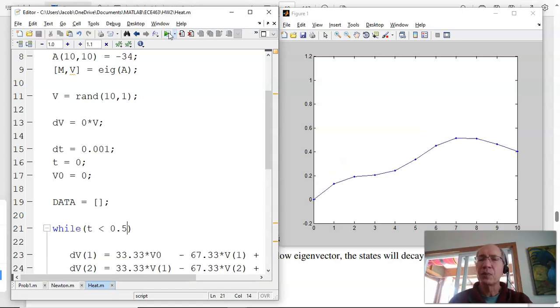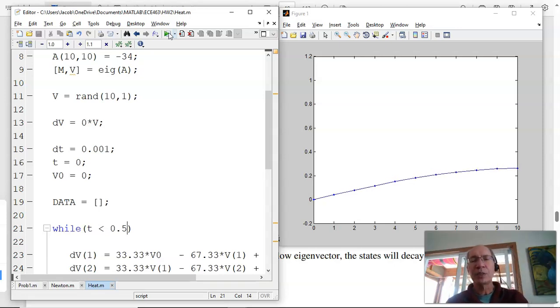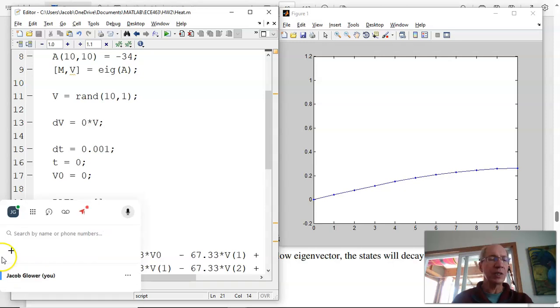That's the slow mode. So there, everything was excited, and the quick modes are going away. No matter what initial condition I give it, pretty much, all that's left after a short period of time is the slow eigenvector. We're doing this because very few people understand what eigenvalues and eigenvectors are. This is where you see what they are. Eigenvectors tell you the shape. Eigenvalues tell you the speed. And that's homework set number 2 for ECE 463-663 modern control.